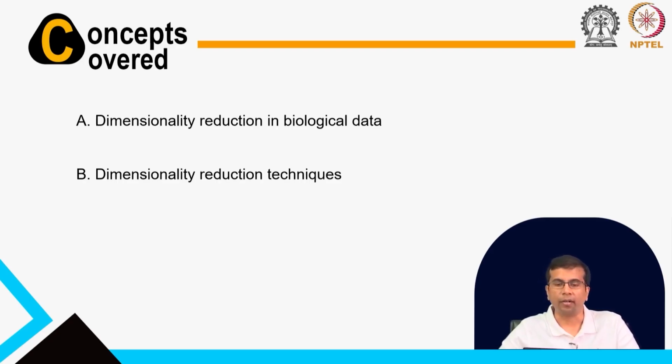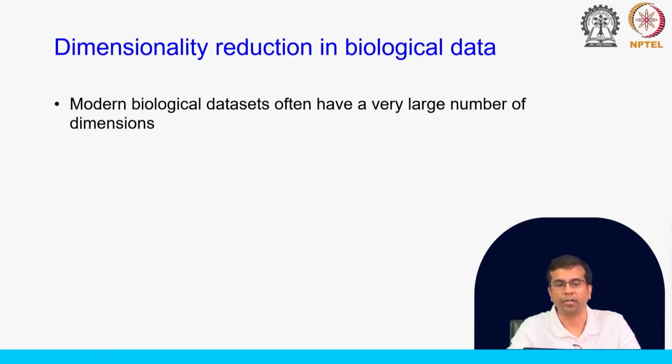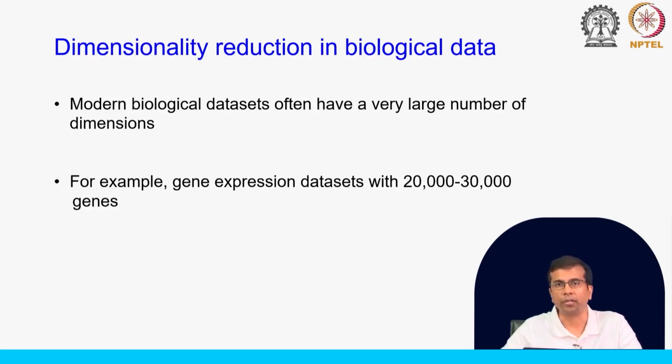So let's start with dimensionality reduction. What do we mean by dimensionality reduction? When you look at modern biological data sets, they often have a very large number of dimensions. For example, we have gene expression data sets. Depending on the organism, we often have data for 20,000, 30,000 genes per sample, and then of course on top of that we have multiple samples.